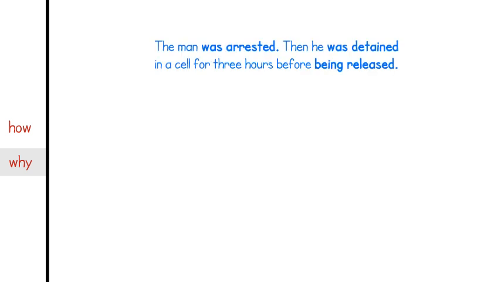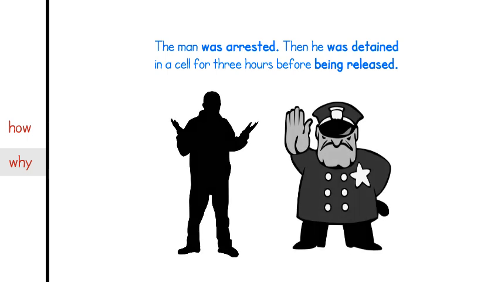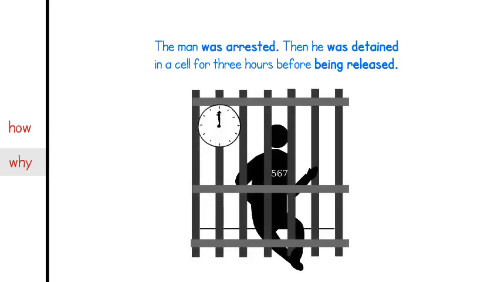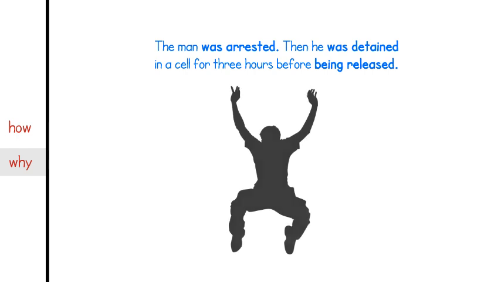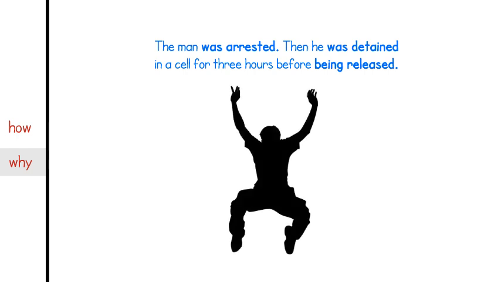Here is an example of another process, this time related to law. The man was arrested. Then he was detained in a cell for 3 hours before being released. Notice the different tenses being used in the passive form.